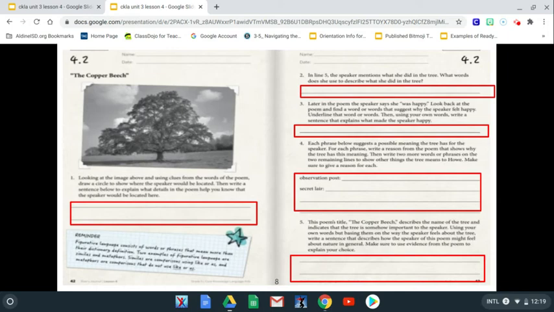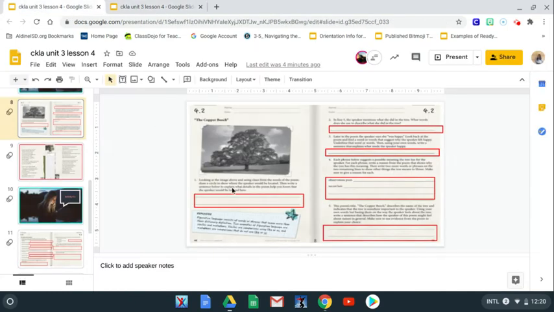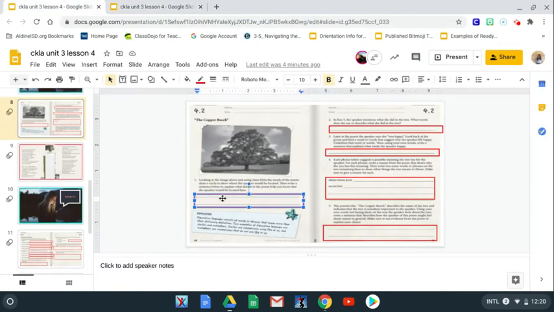Looking at the image above and using the clues from the words of the poem, instead of drawing a circle, we're going to write out where we think the speaker would be located and then write a sentence below to explain what details in the poem help us to know where the speaker would be located. So when I say speaker, I'm referring to the author, and the author we know is Mary Howe. So where did she say she was located, or where do we think she was located, if she was in this picture, right?